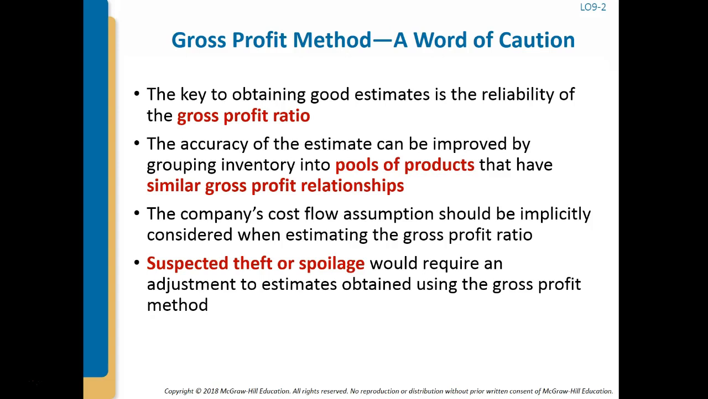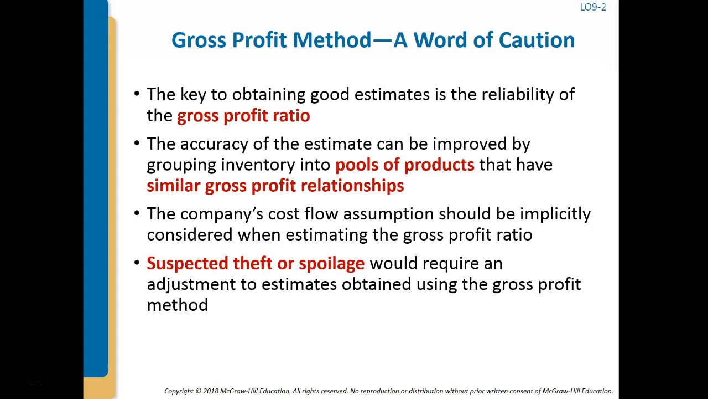The accuracy of the estimate can be improved by grouping inventories into pools of products that have similar gross profit relationships, rather than using one gross profit ratio for the entire inventory. The company's cost flow assumption should be implicitly considered when estimating the gross profit ratio. Like if LIFO is used and the relationship between cost and selling price has changed for recent acquisitions, this would suggest a ratio different from one where the average cost method was used.